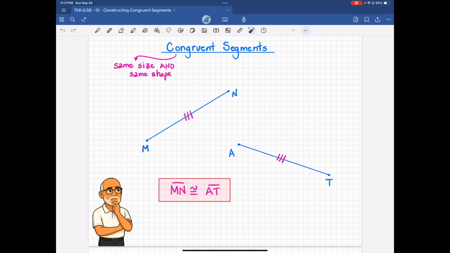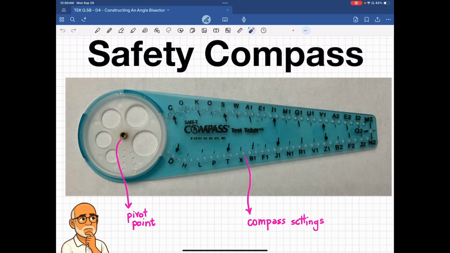Now, knowing what congruent segments are, we are now going to look at how we construct congruent line segments. And we're going to do that two different ways. We're going to use a safety compass, and then we are going to use a regular compass. Let's take a brief look at our safety compass.